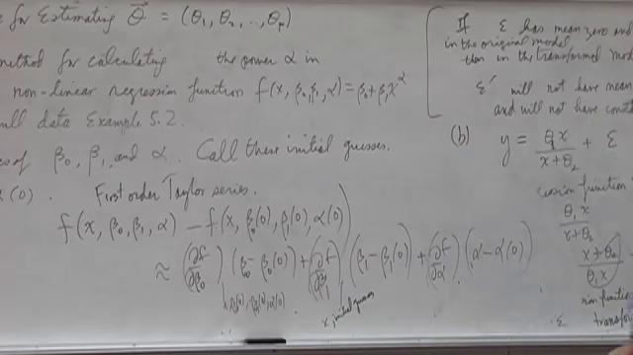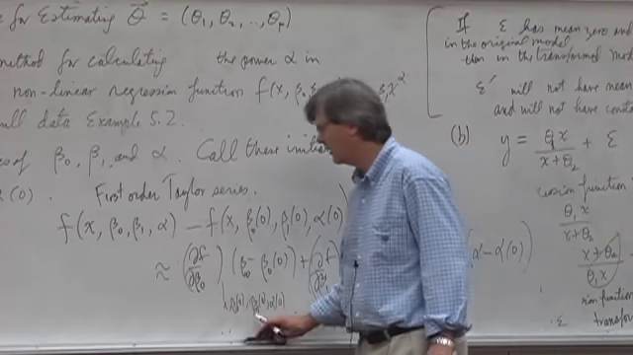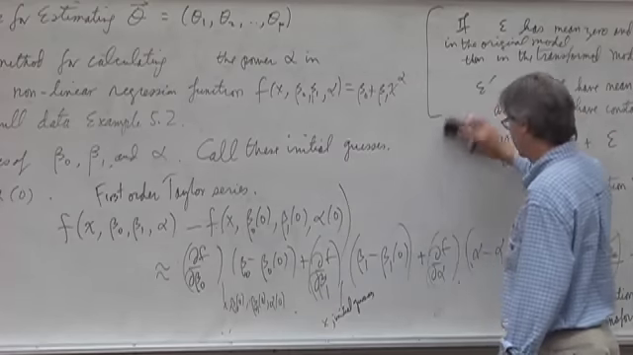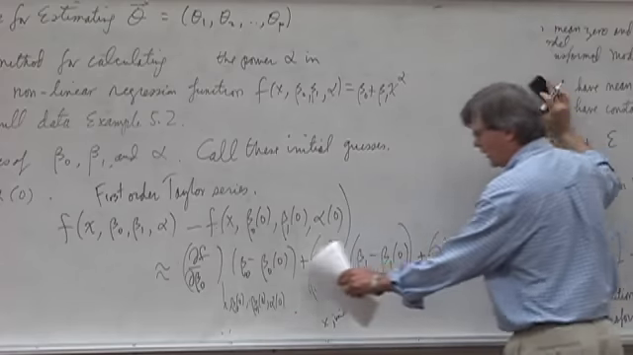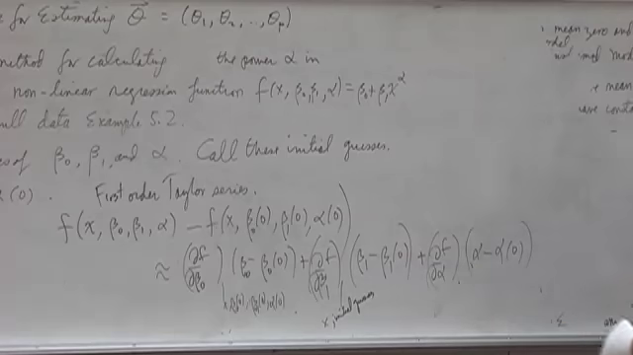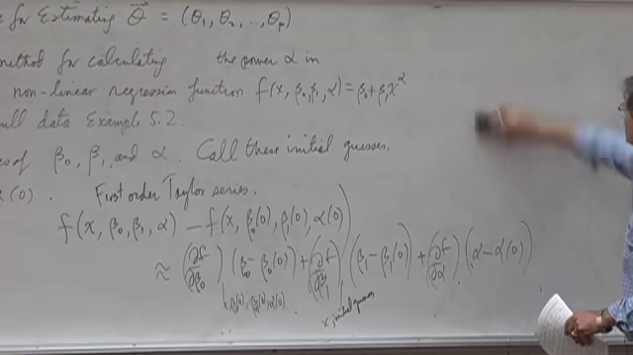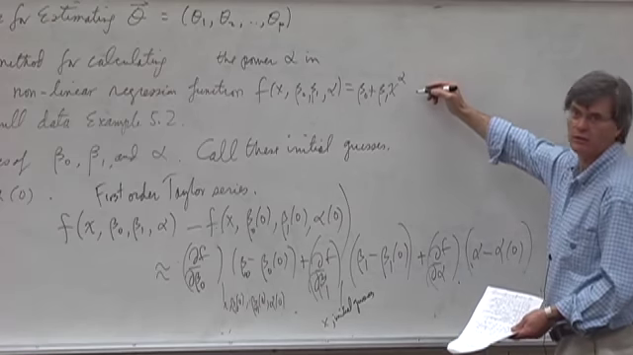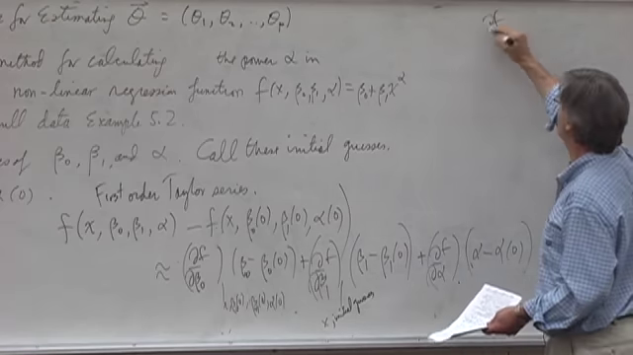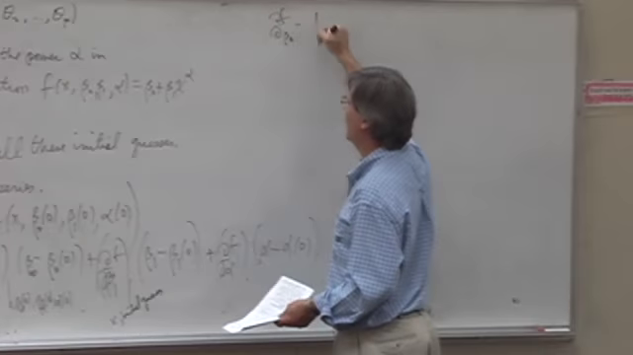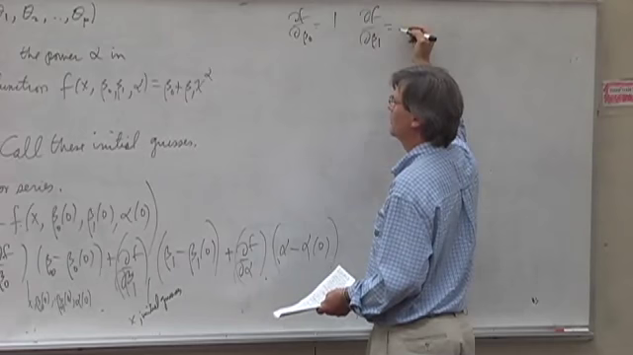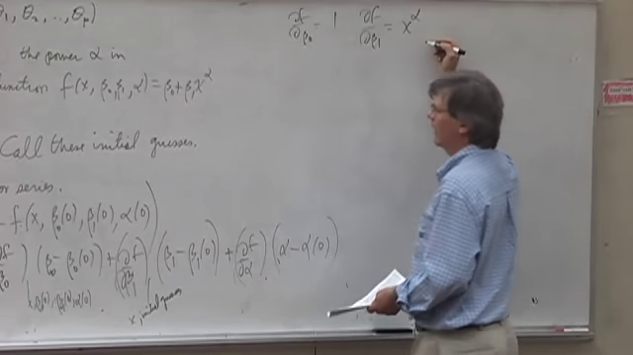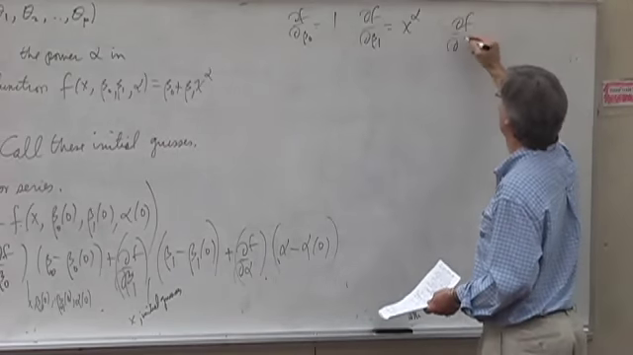Okay, so what's that going to do? So I can actually plug all those things in, so I actually know what these derivatives are. Let's go ahead and look at that. What are the derivatives? I can easily calculate them because I have the regression function given to me. So I have df d beta 0 is equal to 1. Okay, df d beta 1 is equal to x to the alpha. Okay, and what's df d alpha?